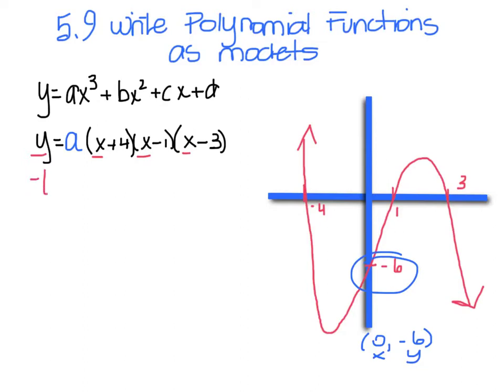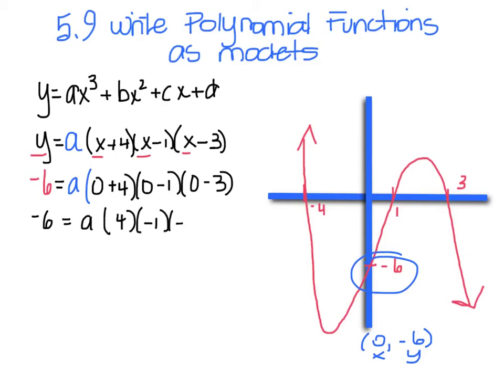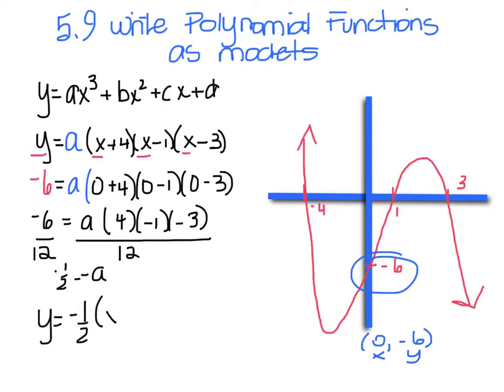So my y equals a times (x plus 4)(x minus 1)(x minus 3). So this is negative 6 equals a times 4 times negative 1 times negative 3. That's going to be a positive 12, so I'm going to divide by 12. So a equals negative 1 half. So the equation is y equals negative 1 half (x plus 4)(x minus 1)(x minus 3). And then I'm going to bring it down to standard form by multiplying out, by distributing everything.